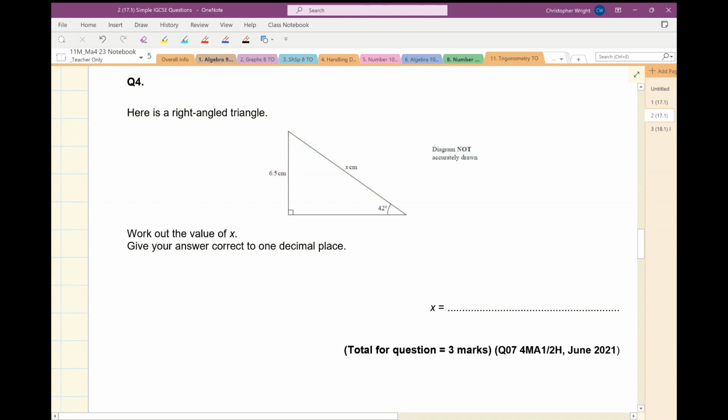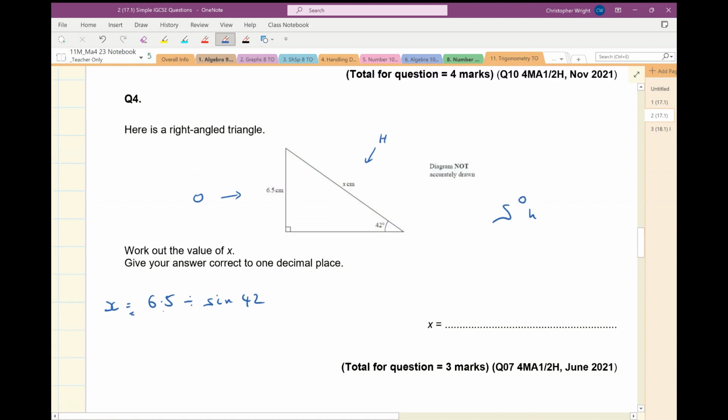Question 4. I've got a right angled triangle here. I need to work out the value of x. X is the hypotenuse here, and 6.5 is the opposite. I'm going to be using sine, and I'm being asked to find the hypotenuse. So the hypotenuse x will be the opposite divided by sine 42. So on my calculator, that gives me 9.714 and so on. Giving my answer correct to 1 decimal place, my answer is simply 9.7.